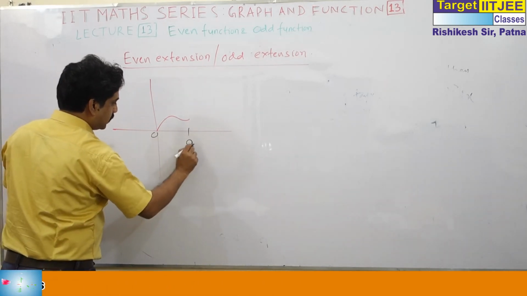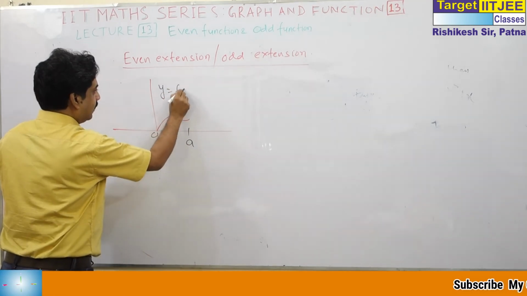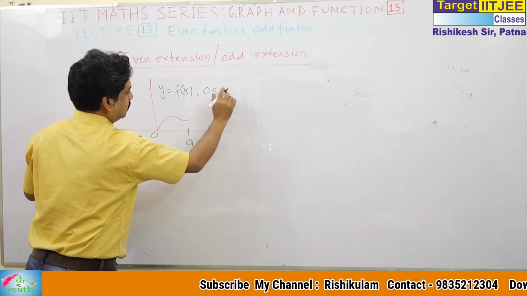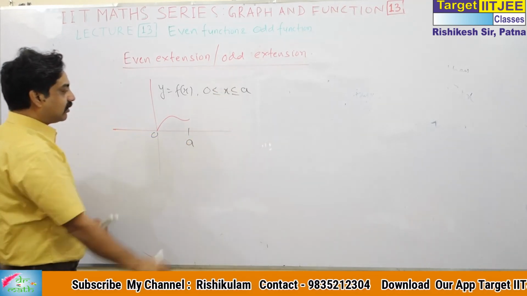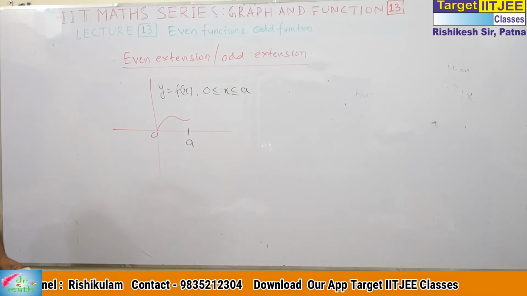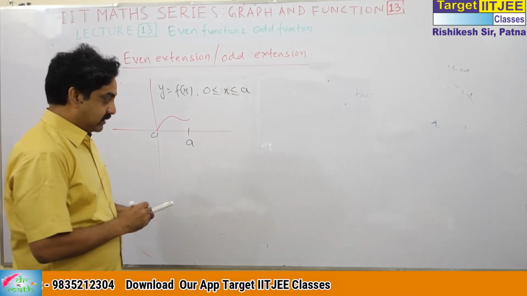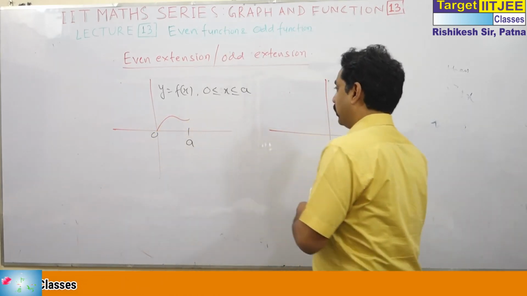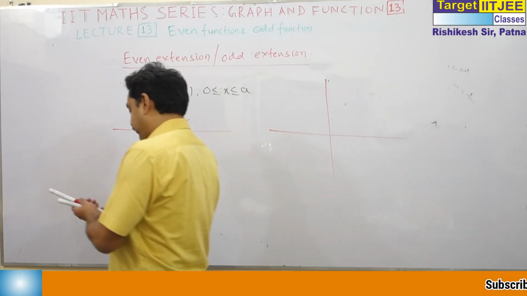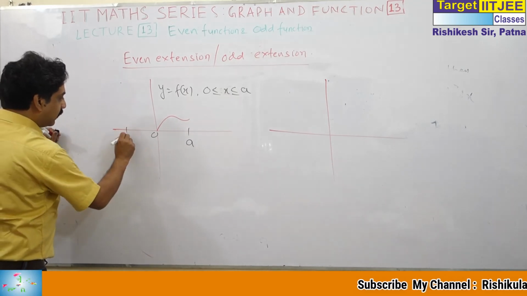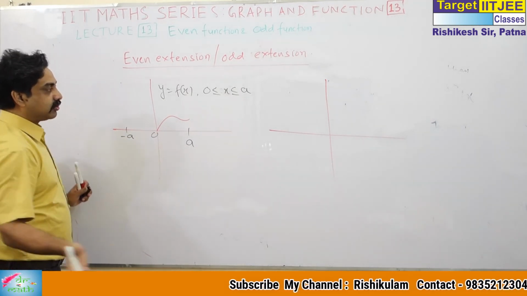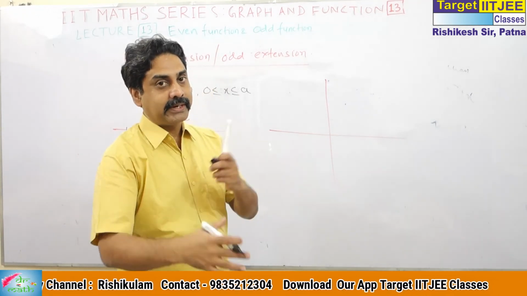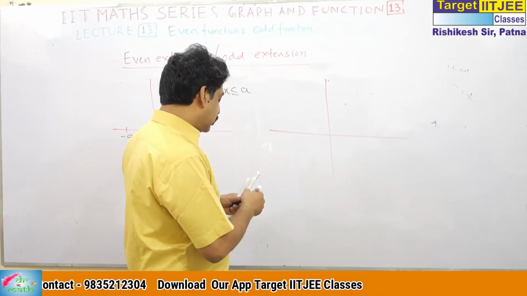For a function y = f(x) defined in 0 to a, what is odd extension? What is even extension? For even extension, we have to find the function in -a to 0 so that the overall function becomes even. So we go through the graph.